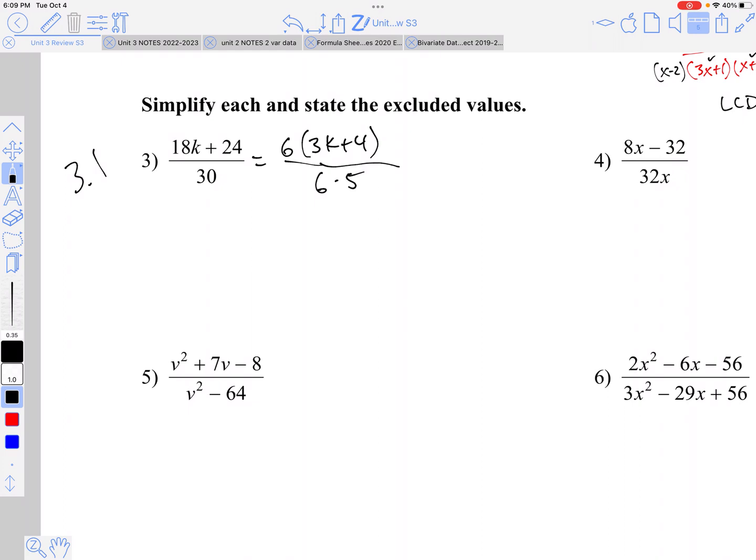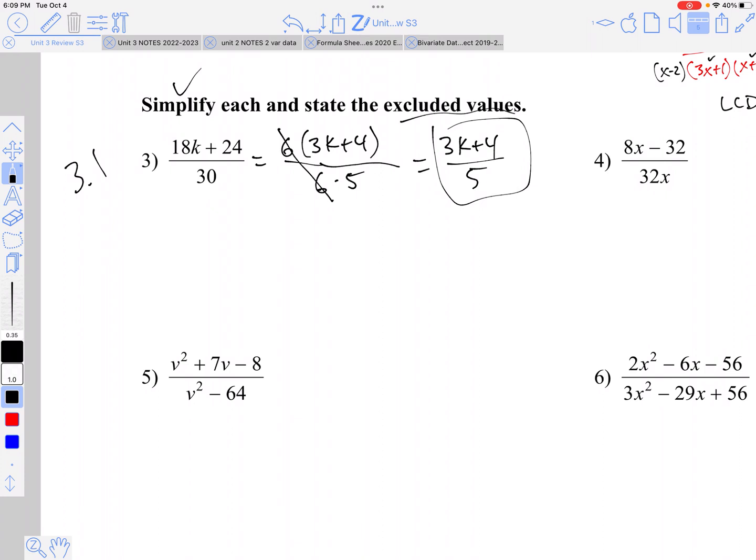Now, there's other ways to do this, but I like to set up everything so that I can see what's going on, like I said, through factoring. So I have 6 times 3k plus 4, and then 6 times 5, which means 6 divided by 6 is 1, so I can factor that out, and I get 3k plus 4 over 5. So that's the simplified part.